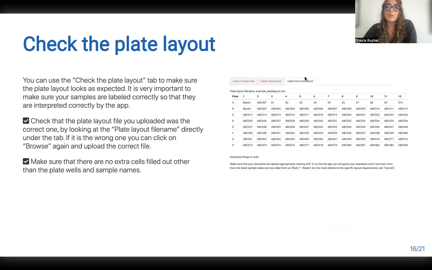And then finally, check the plate layout. This is where, again, it's really important that your samples are labeled correctly so that they are interpreted correctly by the application. Similar to the raw data, you can make sure that the plate layout is the right one. With the plate layout, it's a bit easier, because if you know that you're running samples 1 to 84, then in plate 2 you would expect 85 to whatever, and if suddenly it looks different, you'd be like, okay, this is the wrong data. With the raw data, it's a bit trickier.